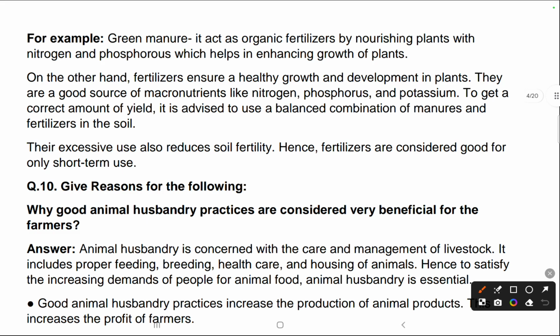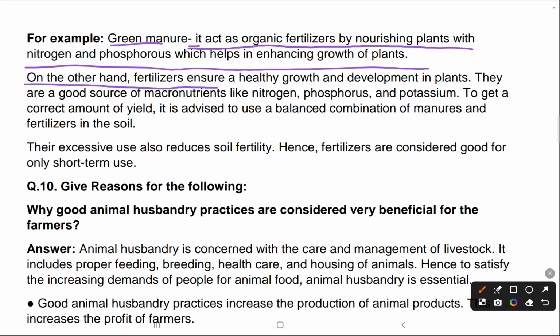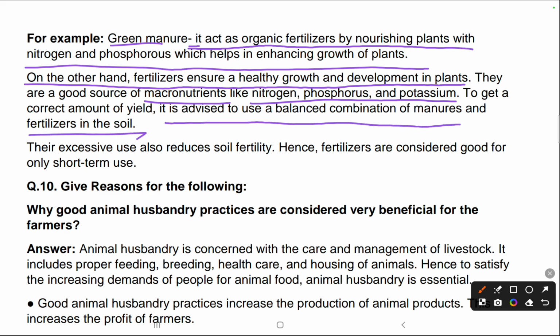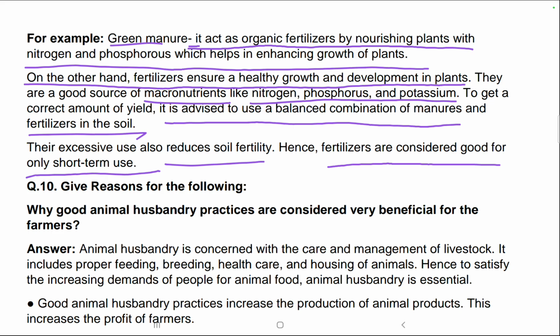For example, green manure acts as an organic fertilizer by nourishing plants with nitrogen and phosphorus, which helps in enhancing the growth of plants. On the other hand, fertilizers ensure healthy growth and development in plants. They are a good source of macronutrients like nitrogen, phosphorus and potassium. To get a correct amount of yield, it is advised to use a balanced combination of manures and fertilizers in the soil. Their excessive use also reduces soil fertility, hence fertilizers are considered good for only short-term use.